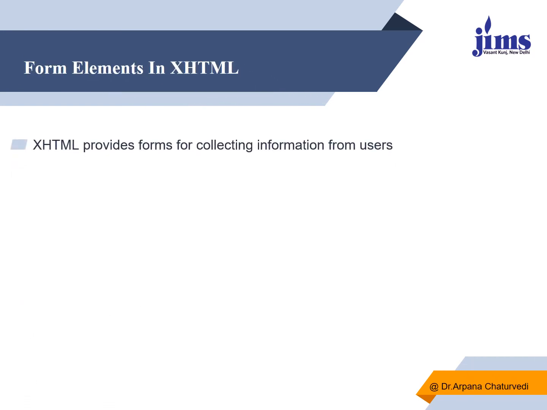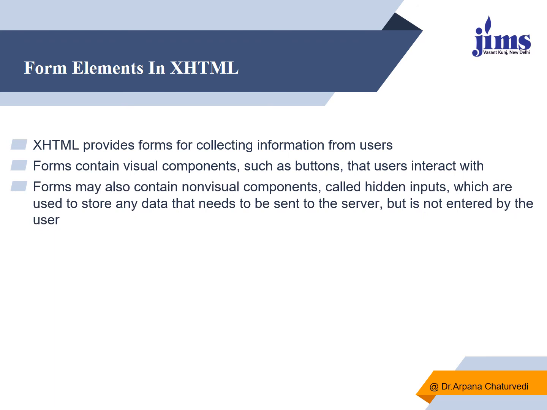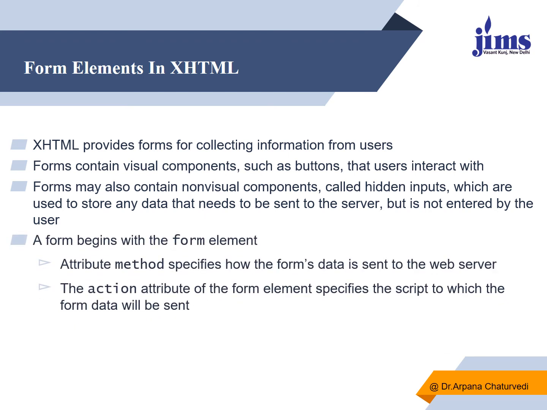Next is form. You can create your own form also. Within a form, we can have all visual components like buttons, text boxes or text areas, check boxes, then radio buttons. Forms may also contain some non-visual components like hidden inputs. The form should use the form element, and in this the method attribute is there, which tells how you will be communicating with the server, and the action attribute will be telling how the data will be handled.